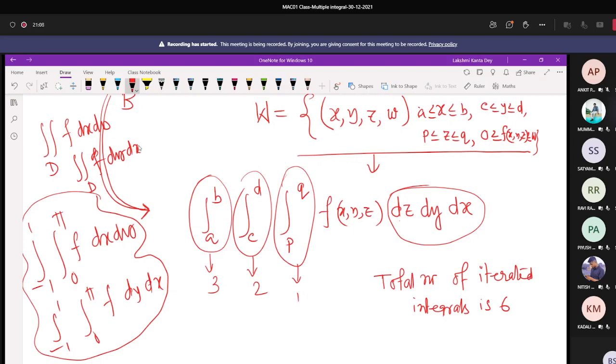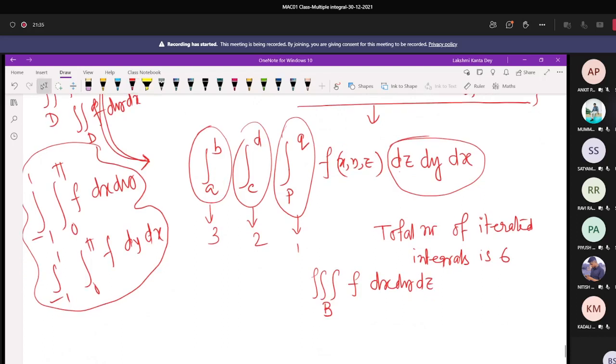Once you write in terms of triple integration, say over a box B, you can write dx dy dz or dz dy dx, no problem. But once we write it in terms of an iterated integral, we have to be careful regarding the order of dx, dy, and dz, because from this order we have to understand where it varies. Okay. Now the question comes: how do we evaluate an iterated triple integration?